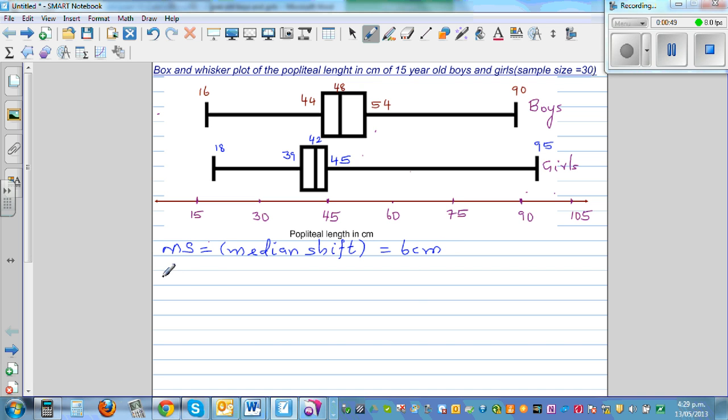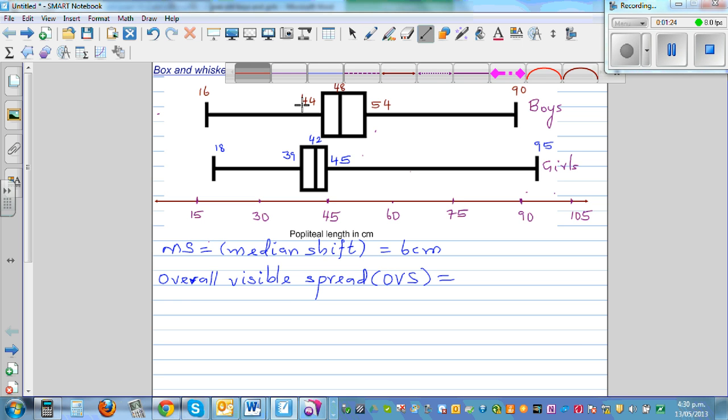The next is overall visible spread. Let me make an abbreviation, which is OVS. What is OVS, or overall visible spread? It is the difference between the lower of the lower quartiles and the upper of the upper quartiles.